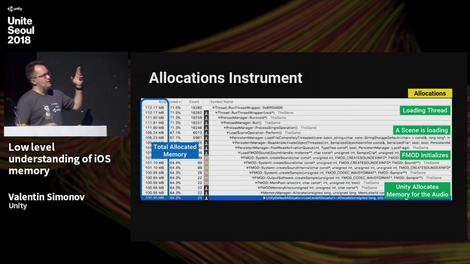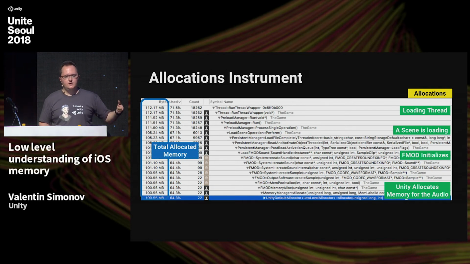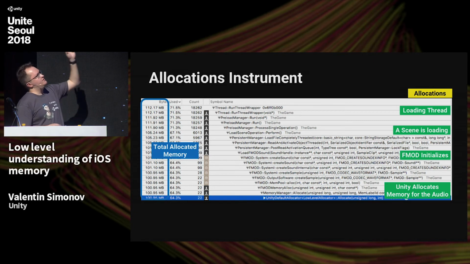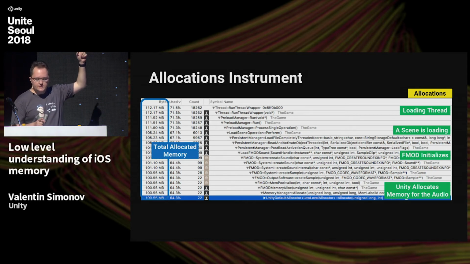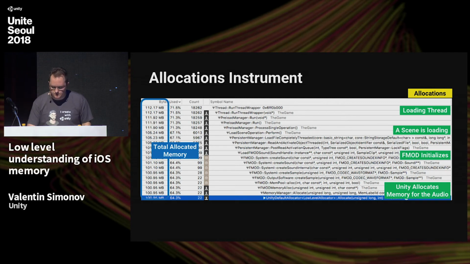So here we can see an example. This is a loading thread, loads a scene, which in turn loads a bunch of sounds. And we've seen this a couple of times already. The sounds take like 100 megabytes. So you can see like loading thread, scene is loading, FMOD initializes, Unity allocates memory. And you see how much this process takes. This is all virtual memory, by the way.